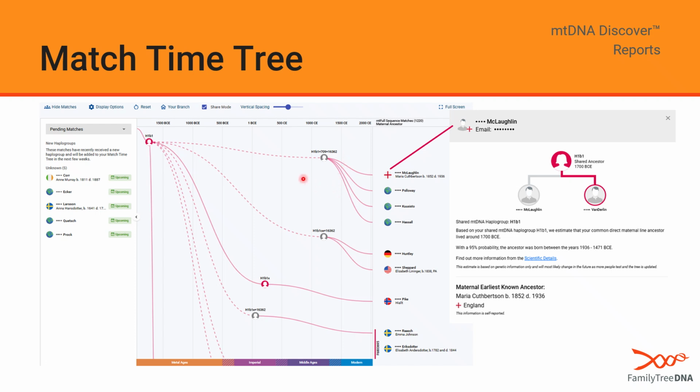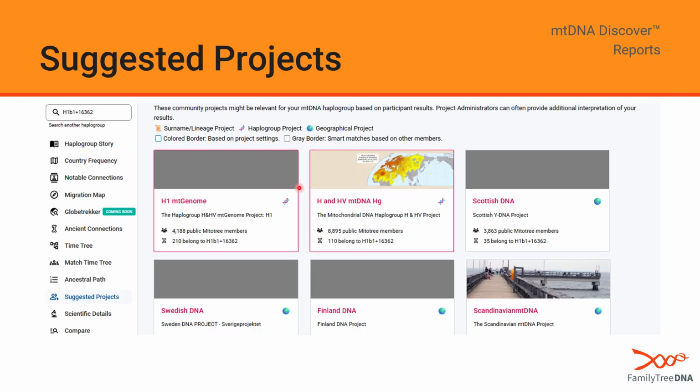H1B1 or, in my case, U5A2D. These are all different subclades. And so to be able to help interpret what that means, because I know it can be a lot of information, I would also recommend that you check out our suggested projects. Now, these are volunteer-led research projects that focus on specific topics. So in this case, it can tell you more about what your specific breadcrumb trail is telling you, where you fit in the larger picture of things.